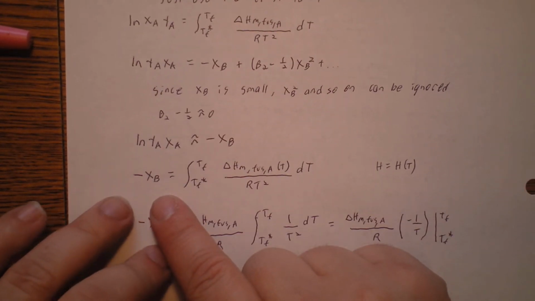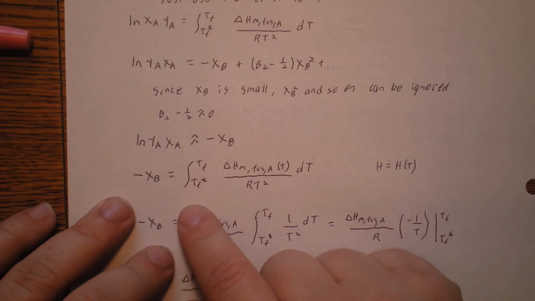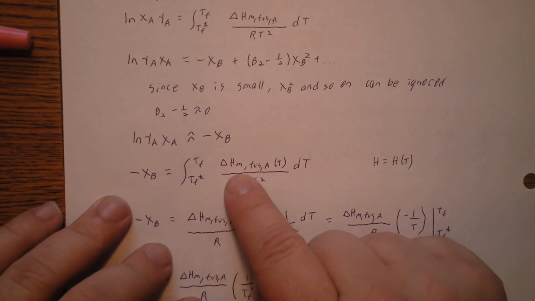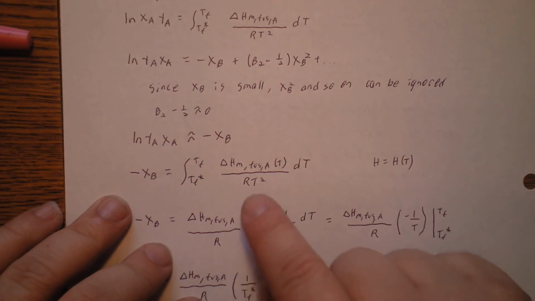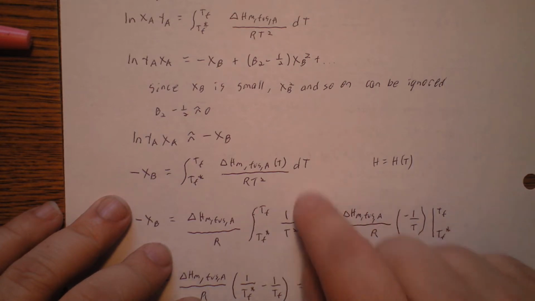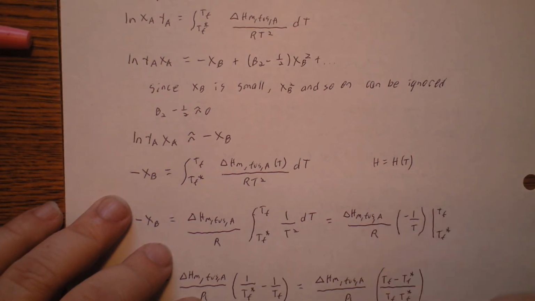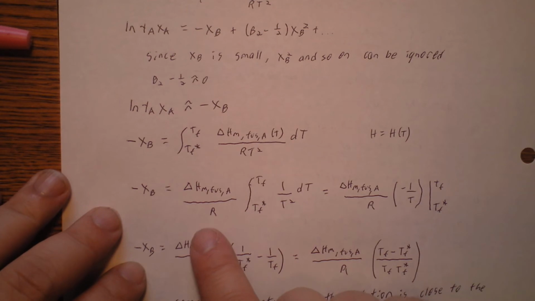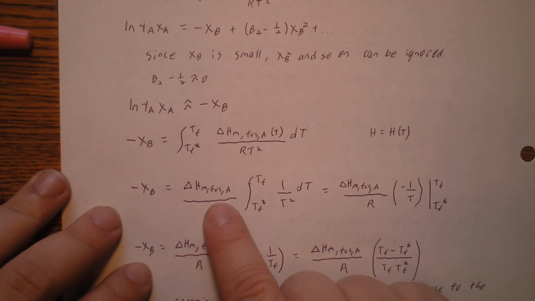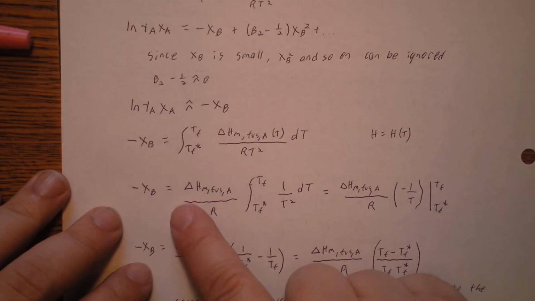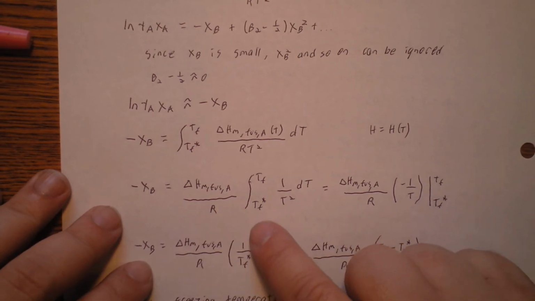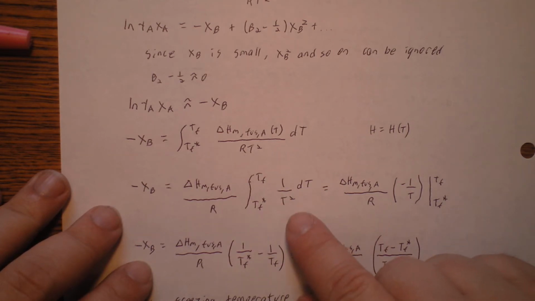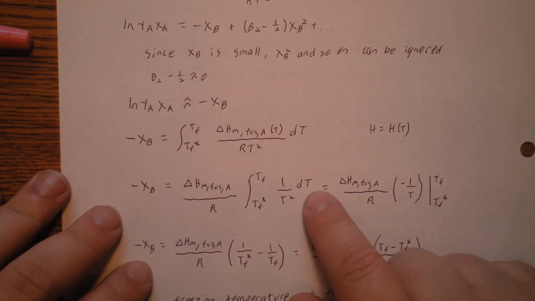Now minus the mole fraction of B is equal to the integral from the freezing point temperature of the pure substance to the freezing point temperature of the change in molar enthalpy of fusion of substance A at whatever temperature divided by RT squared dT. And remember, enthalpy is temperature dependent. So we're going to have minus chi B is equal to the change in molar enthalpy of fusion of A divided by R. Okay, so we pulled this out, assuming it's constant. Times the integral from the freezing point temperature of the pure substance to the freezing point temperature of the solution of 1 over T squared dT.